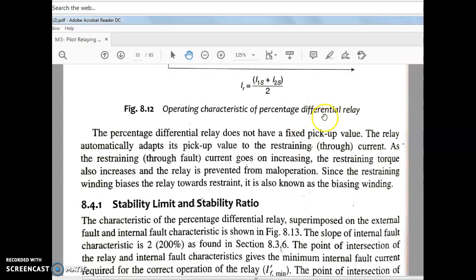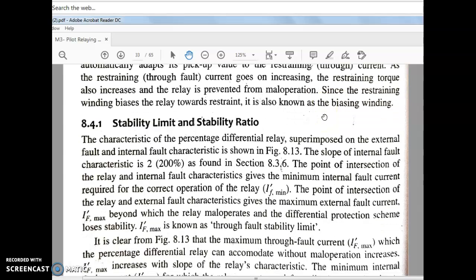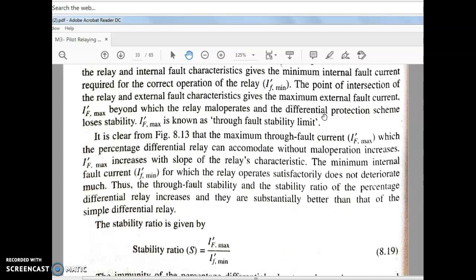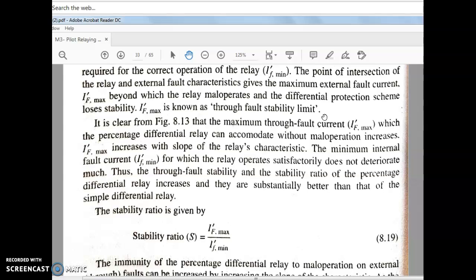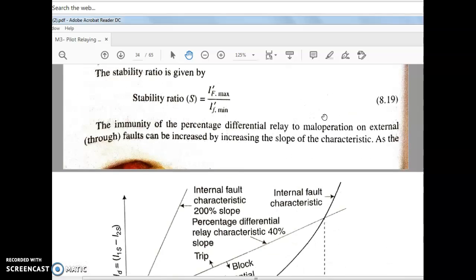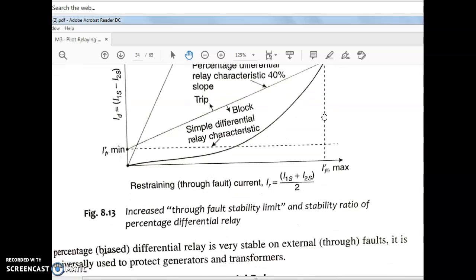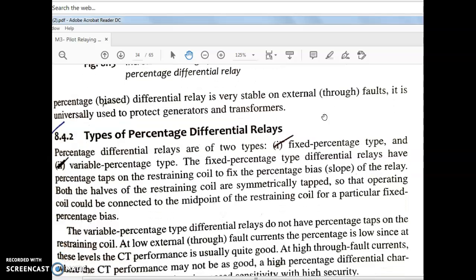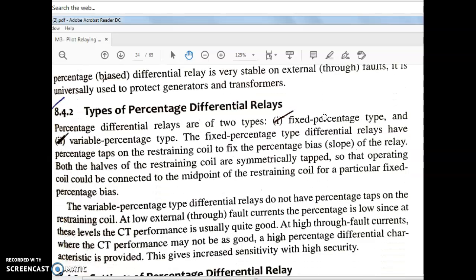Sometimes they may ask about stability limit and stability ratio. This is the theory part that we can read and we will get it. The stability ratio is very easy: IF dash maximum divided by IF dash minimum, that is faulty current maximum divided by minimum current. Next are the characteristics and types of percentage differential relay.